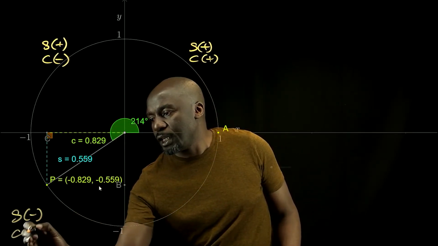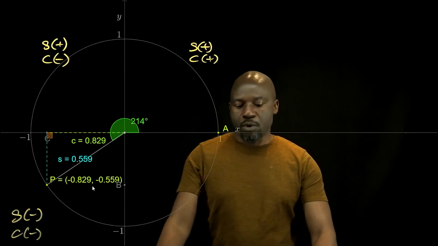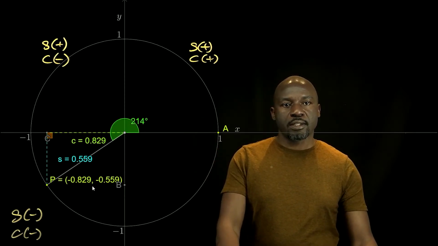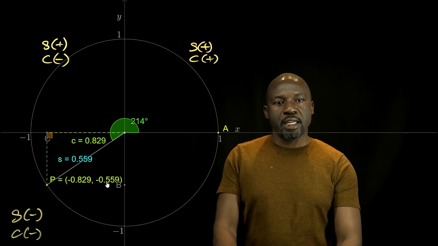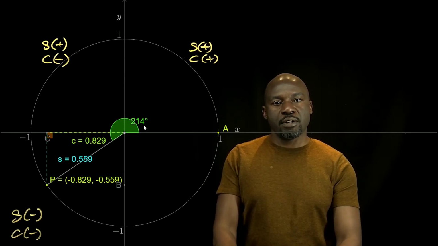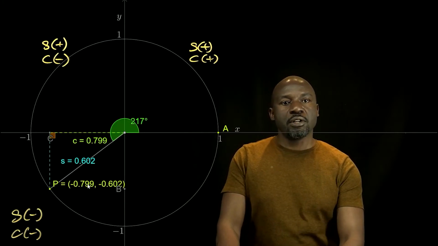So the cosine is also negative. We move on. So sine of 214 degrees is negative 0.559. The cosine of 214 is negative 0.829. Let's increase the angle.